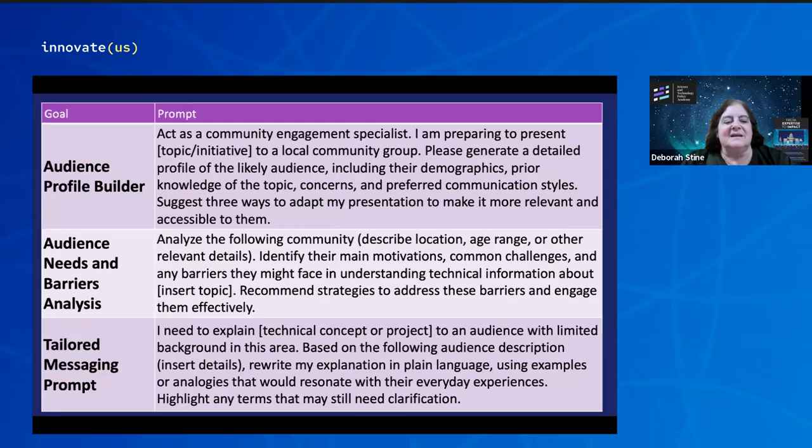The second thing is to think about the needs and barriers. So thinking about their motivations, the challenges they have, any sort of barriers they might have in that technical information. So that's where the second prompt helps. And then the third one is tailoring the message, right? So you're putting together the audience description that you figured out, plus whatever it is you say.